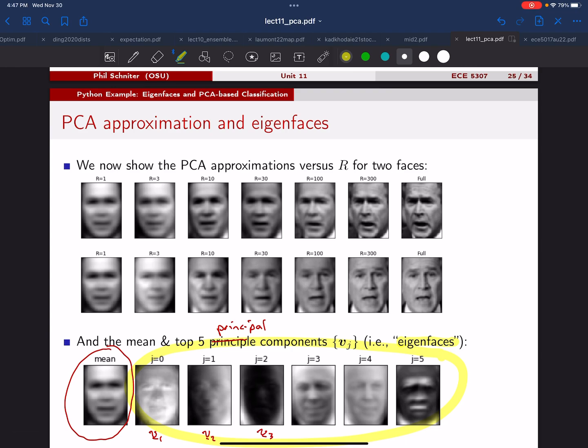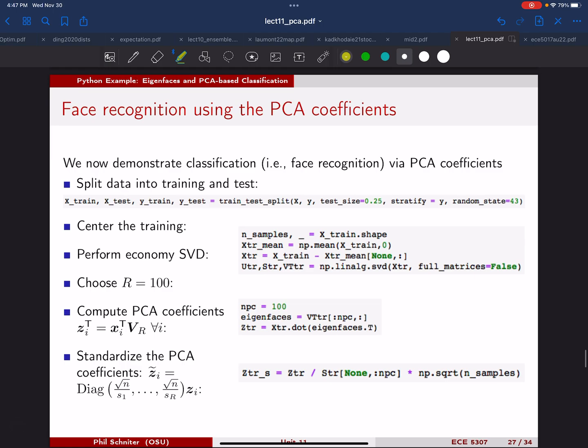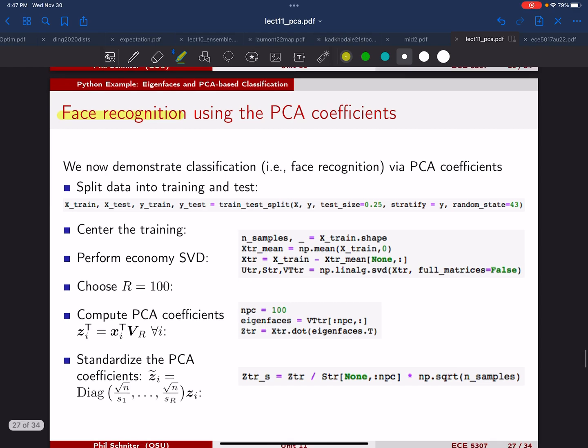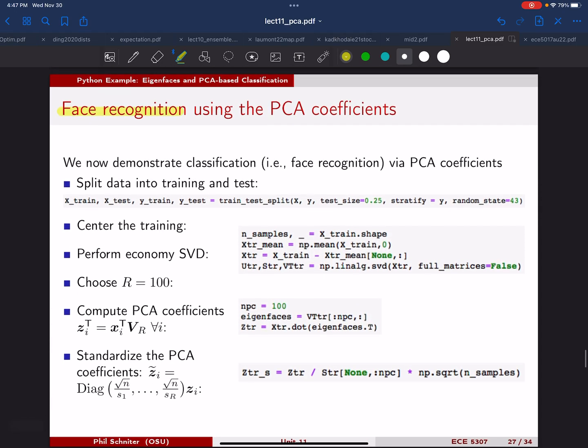So here the objective, you could say, was to get a good-looking face, a face that is a good approximation of the true uncompressed face. We could also shift our goal to face recognition, which is now a classification problem. So here, of course, we need labels, but this data set does have labels. This is George Bush shown here. There's a few other people in this database. So let's see how we can use PCA for face recognition.